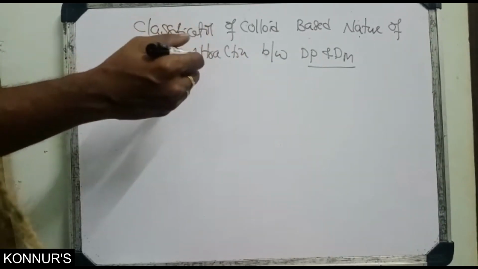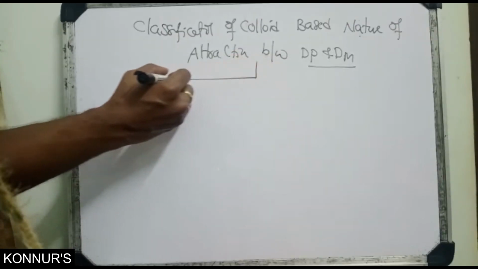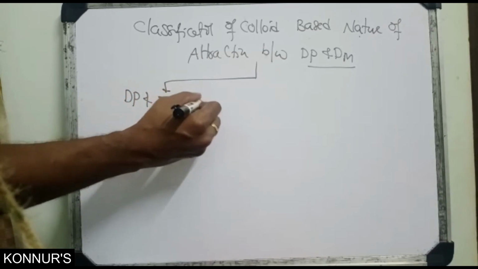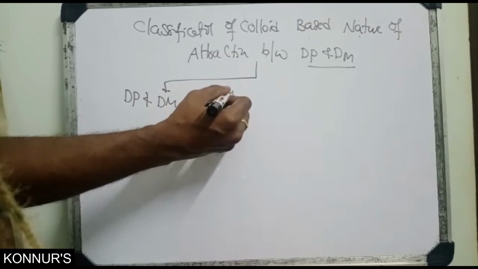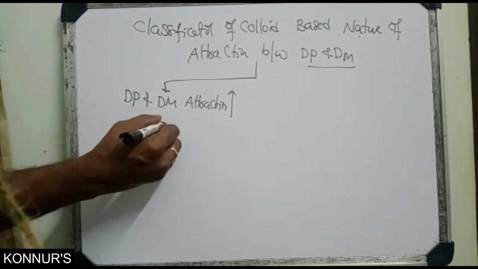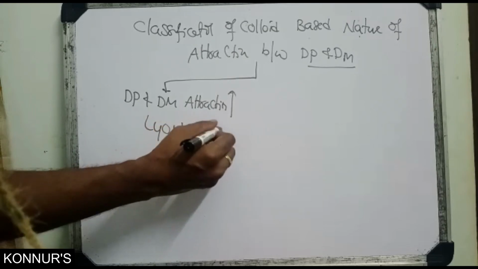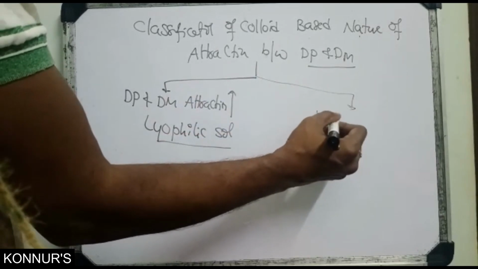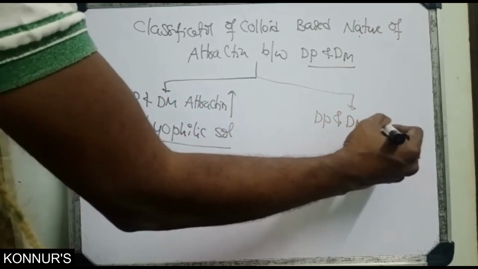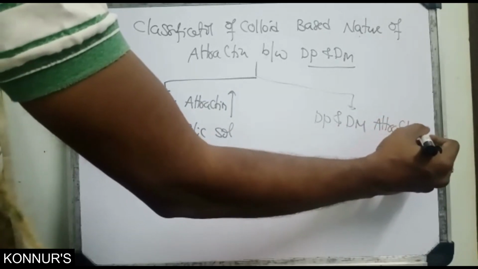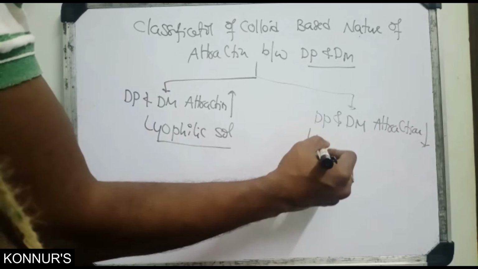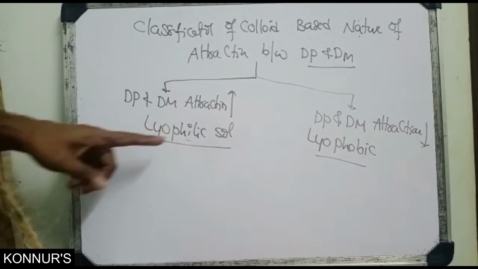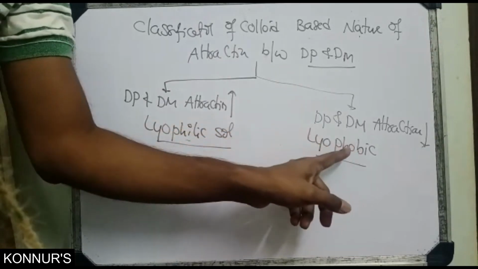According to this, see, if the attraction between dispersion phase and dispersion medium is very high, this is called a lyophilic sol. If the attraction between DP and DM is less, then it is called lyophobic. See, philic means attraction, lyo means solvent, and lyophobic means repulsion.